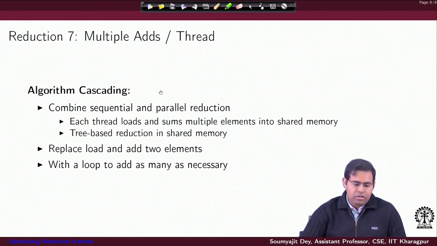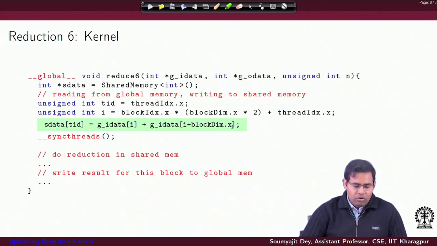So, I can actually do a combination of sequential and parallel reduction. Each thread, instead of loading and summing just 2 elements, can load and sum a sequence of elements, and then follow the idea of tree based reduction that we showed in shared memory. So, all we are saying here is that instead of just doing one add and then storing the data in the shared memory.